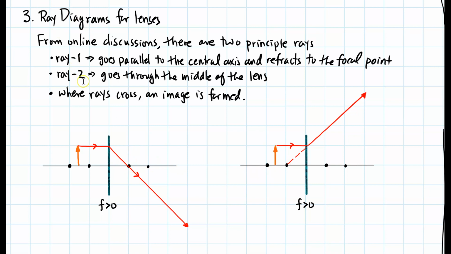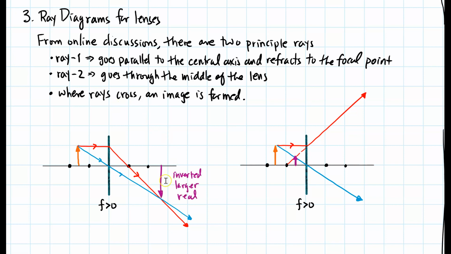Now the second ray always goes through the middle, and it's the same for both. You can see that ray 2 for both of them just goes right through the middle of the lens. So where the rays cross is where the image is formed.